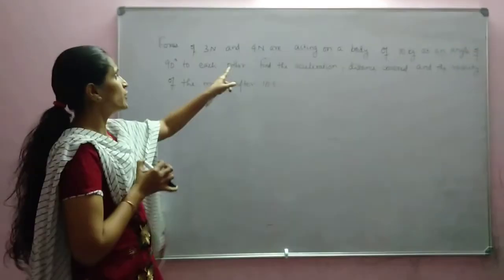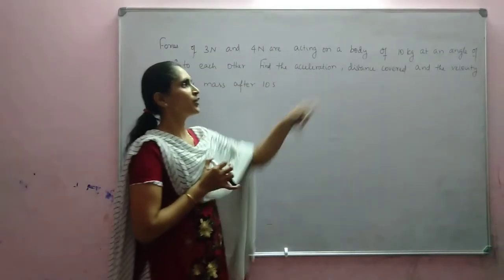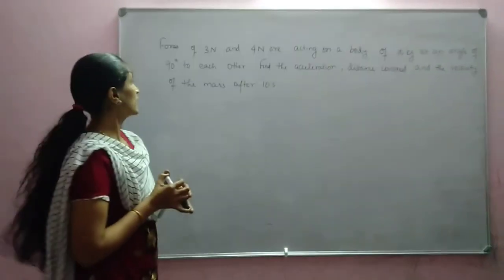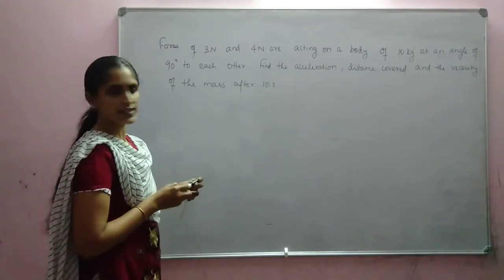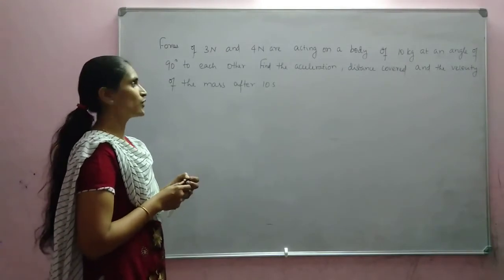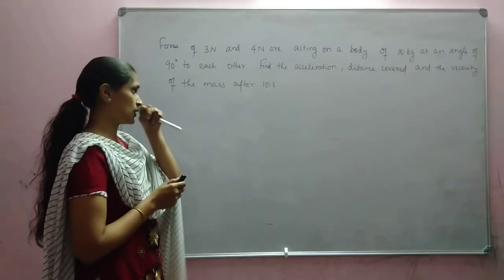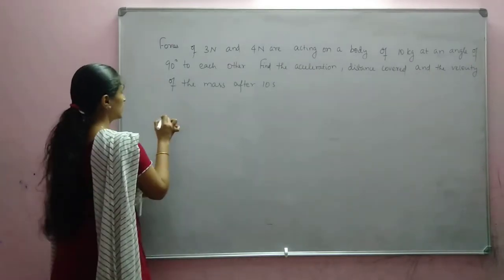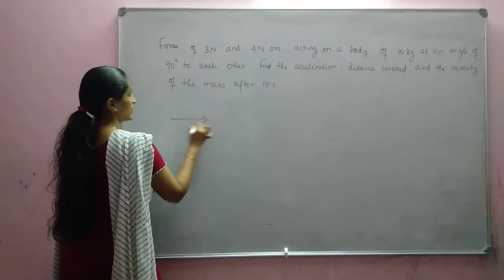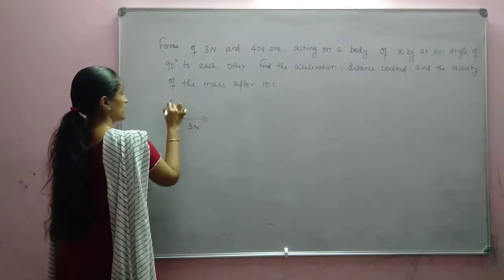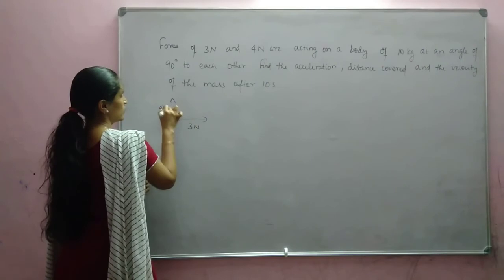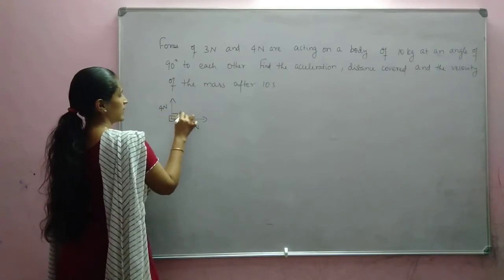Forces of 3 Newton and 4 Newton are acting on a body of 10 kg at an angle of 90 degree to each other. Find the acceleration, distance covered and the velocity of the mass after 10 seconds. So here, 3 Newton force is acting in this direction on an object, and next one 4 Newton force. The angle between them is 90 degree.